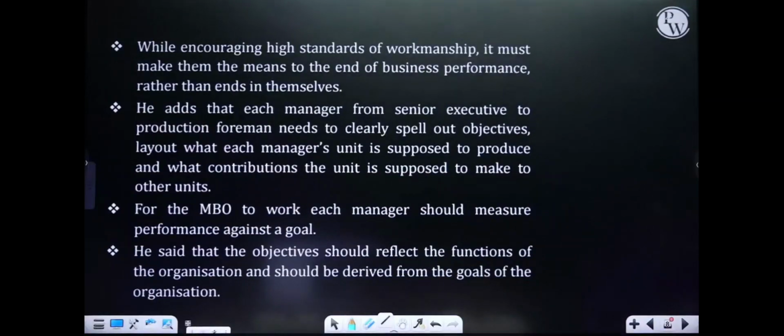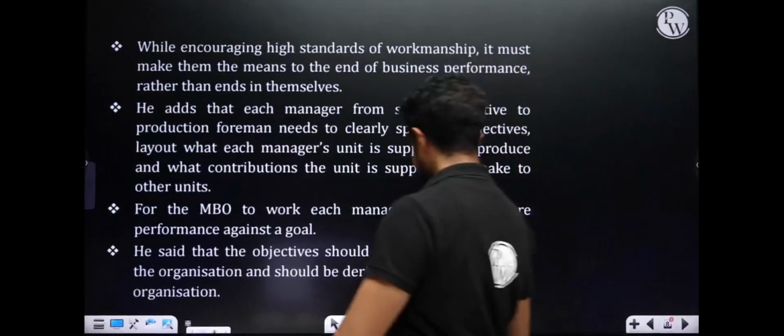While encouraging high standards of workmanship, it must make them the means to the end of business performance rather than end in themselves.